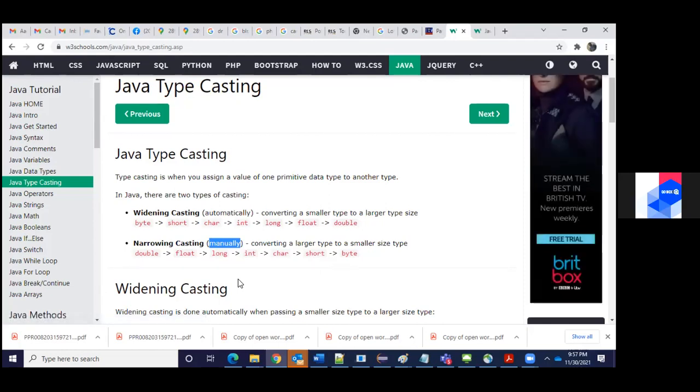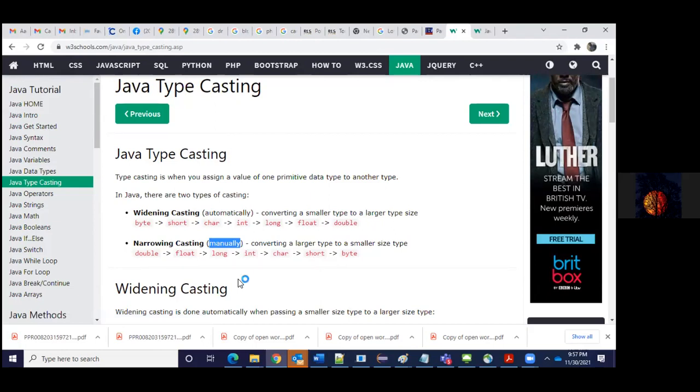What do you mean by that? It's automatic and it's manual. In manual, we have to mention whether it converts in short. Okay.